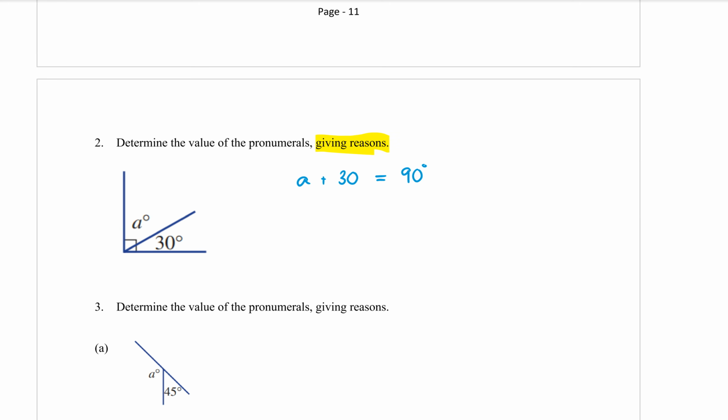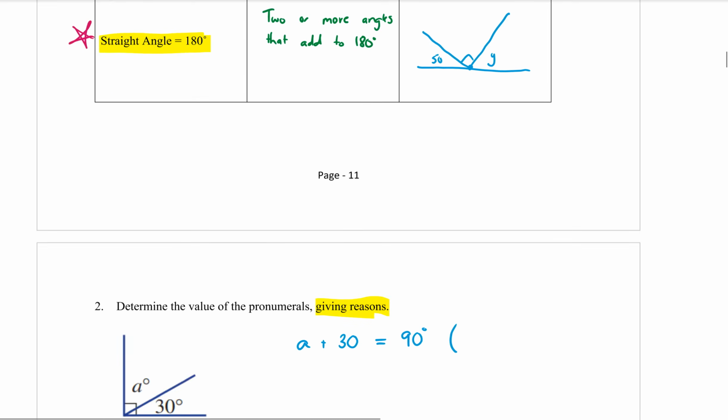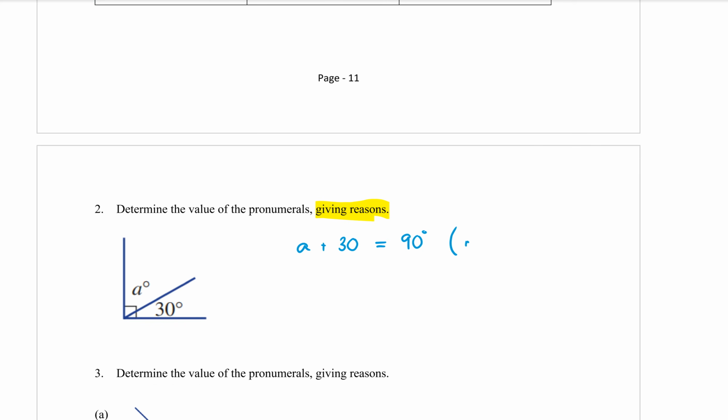When we give reasons, we put the reason in brackets and we use the reason that was shown in this table. That is that right angles equal 90 degrees. Now you can shorten that a little bit. You need to write the word right, but instead of writing the word angle, you can draw a sloping L, which is like an angle symbol. So you can say right angle equals 90 degrees. That takes care of the reasons part.